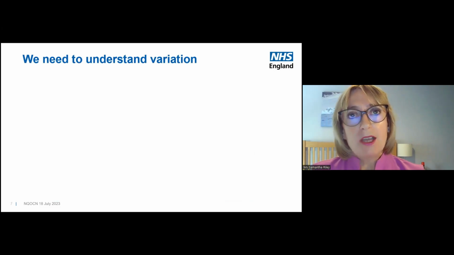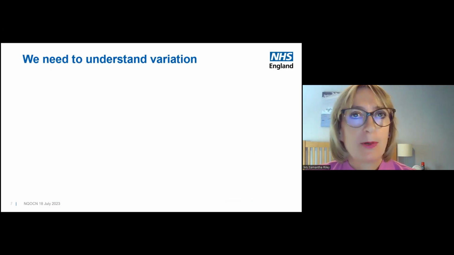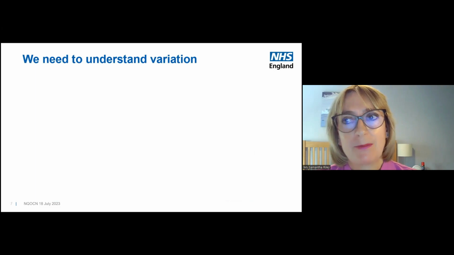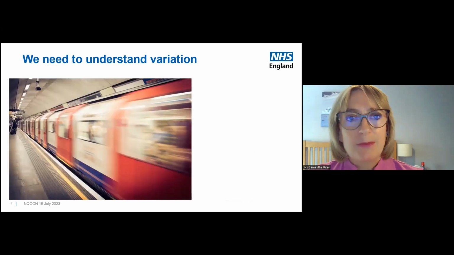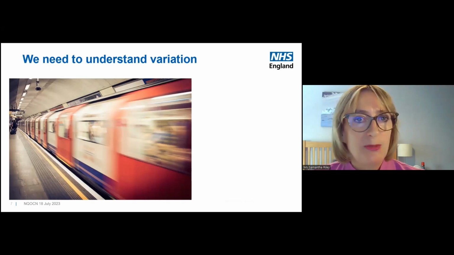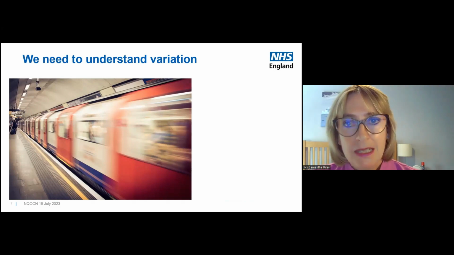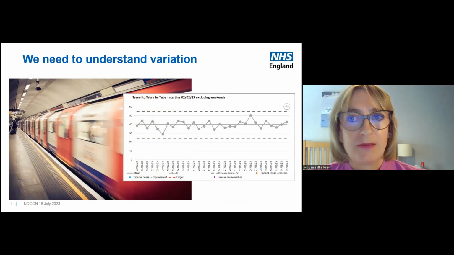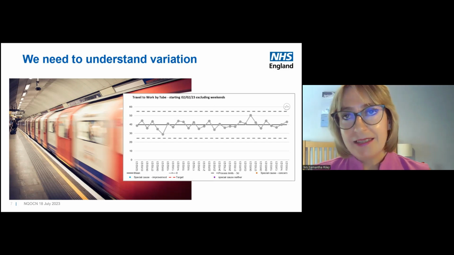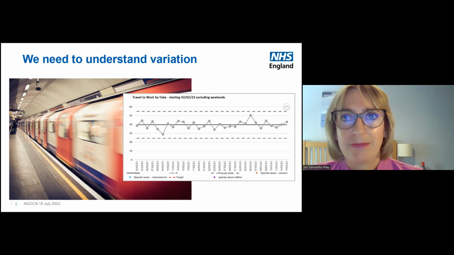So if we don't want to overreact to a data point going up or down, what do we want to be doing? Well, we need to be gaining an understanding of variation. It's really critically important that we do this. So if we think about my journey to work, and I could get the tube train to work, if I recorded how long it took me to get to work, I might end up with a graph that looked something like this. So we can see that it's not taking exactly the same time for me to get to work. We've got some variation going on here.